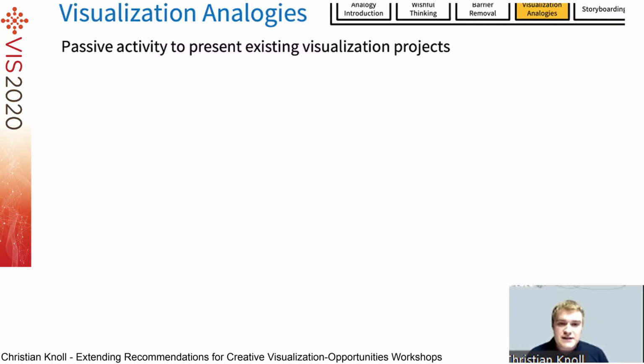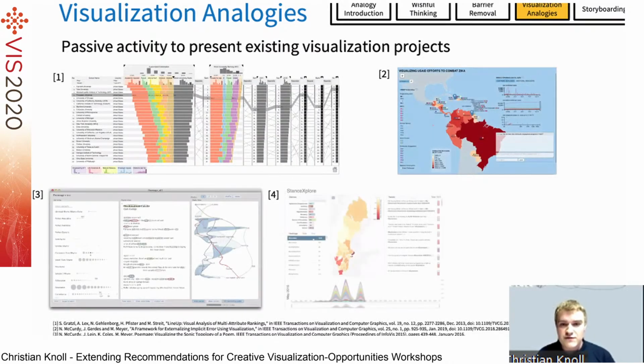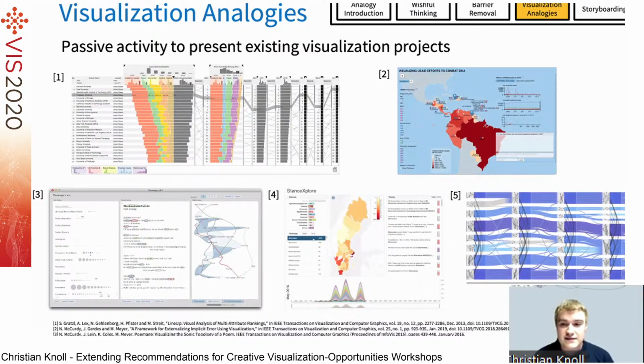One of the last activities is visualization analogies, where existing visualization projects are presented to the participants. This should give them an idea of what visualization is capable of and encourage them to think outside the box. This is a rather passive activity. In our workshops, for instance, we introduced LineUp for listing and ranking attributes, tools that use world maps for exploring different kinds of geographic data, and even a tool that visualizes the sonic topology of a poem to show how text could be visually analyzed.